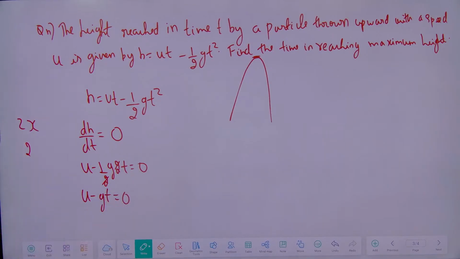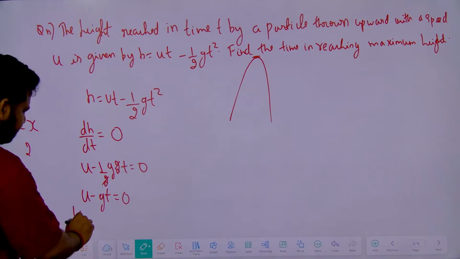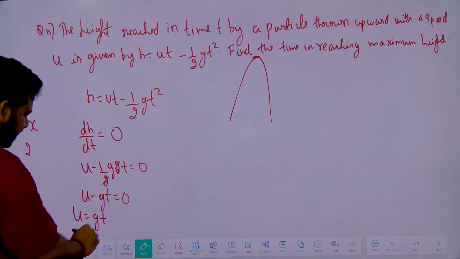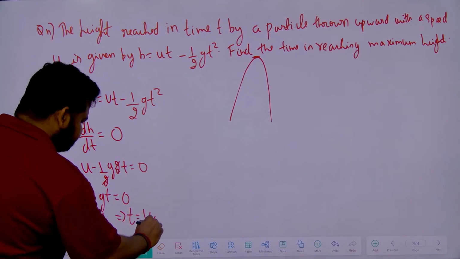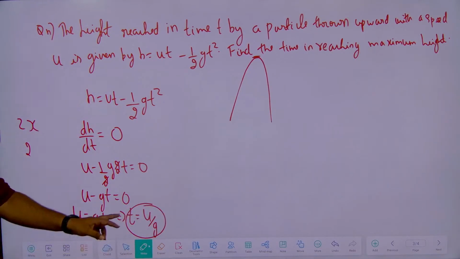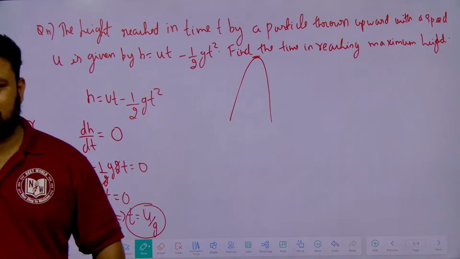In the options they have given various options. Find the time in reaching maximum height. We get u is equal to gt. I want the value of t, so t is equal to u by g. At this time it will reach the maximum height. That's all you have to do.